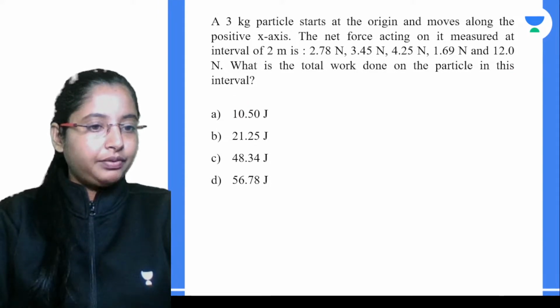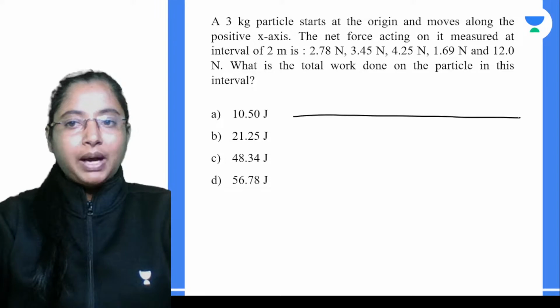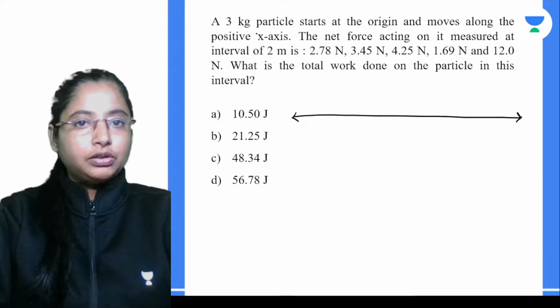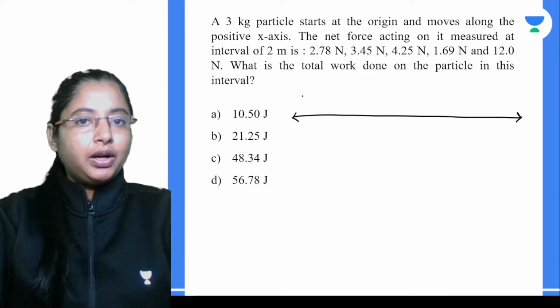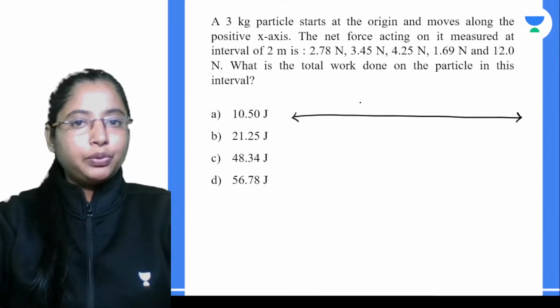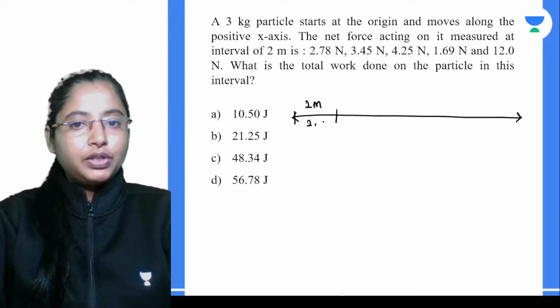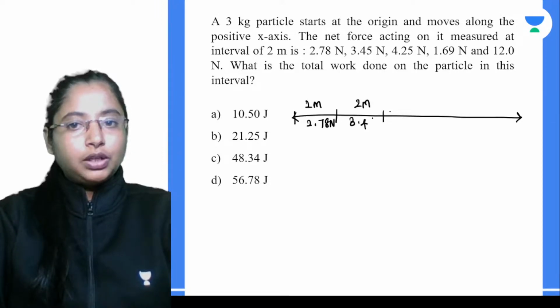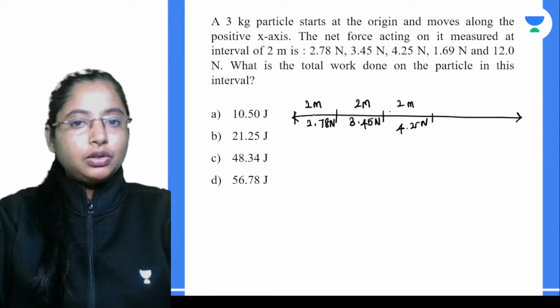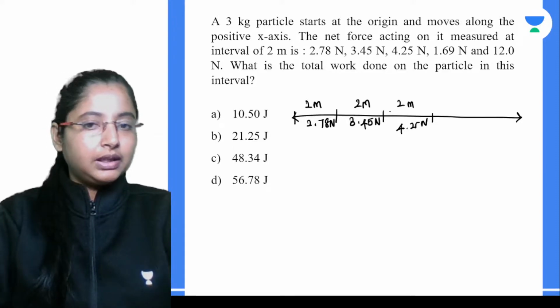What they have done over here is very simple. A 3 kg particle is moving because a force is applied to it. For the first 2 meters, the force applied to displace this particle is around 2.78 Newton. For the next 2 meters, the force applied is 3.45 Newton. And for the next 2 meters, the force applied is 4.25 Newton. So for every 2 meters, the force applied changes.